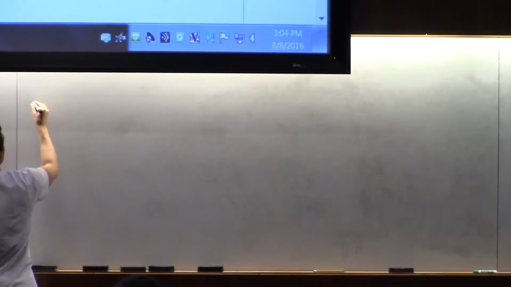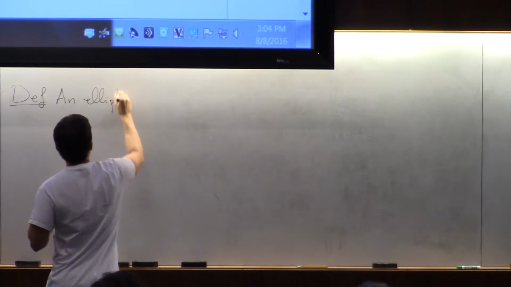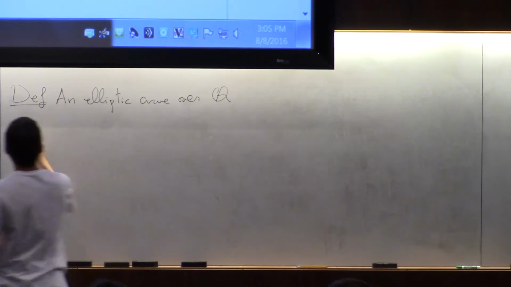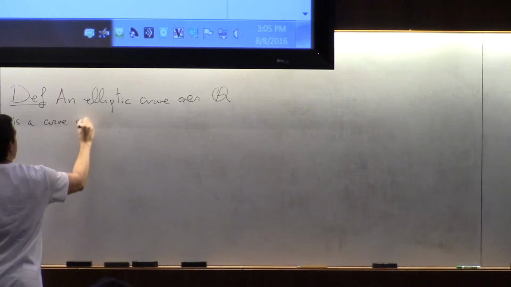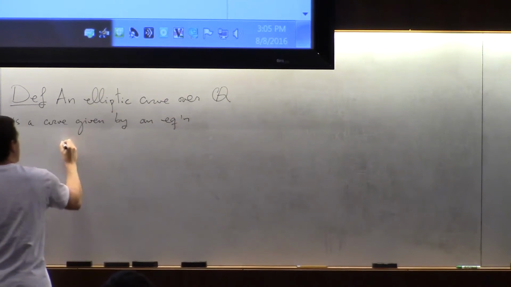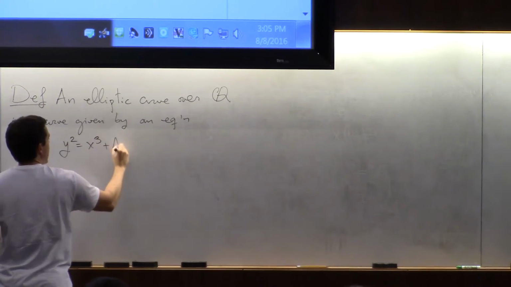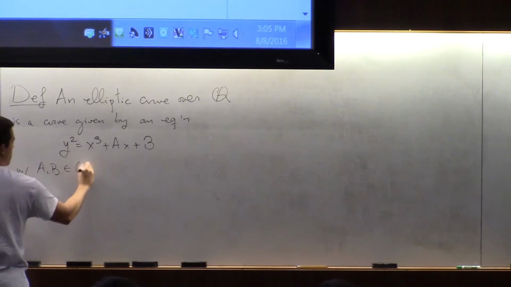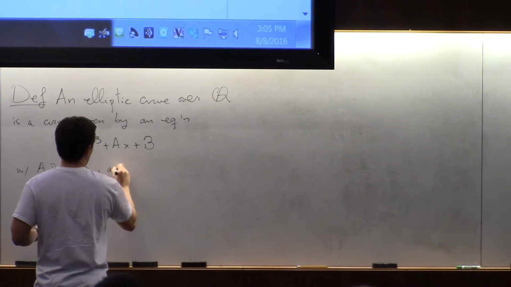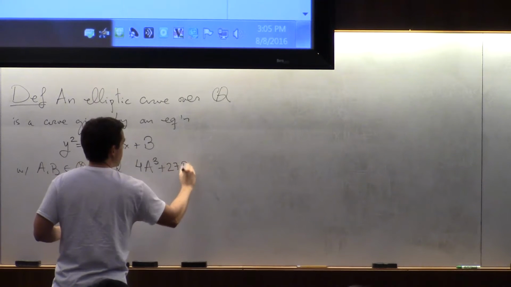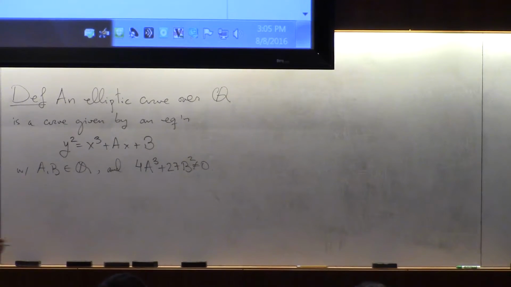So what is an elliptic curve? An elliptic curve over Q is a curve given by an equation of the form y squared equals x cubed plus ax plus b, with a and b rational numbers, and we are actually going to make sure this quantity is not 0.